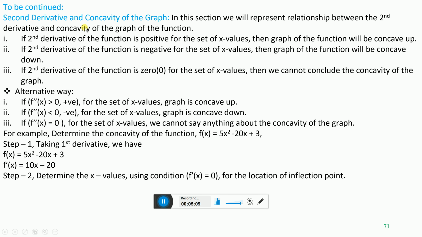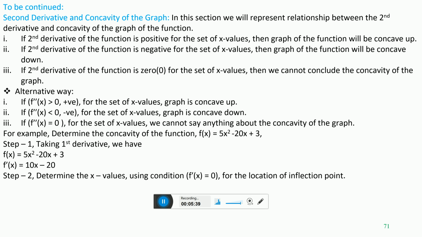Now, second derivative and concavity of the graph. We discussed this in the previous lecture, and now we are starting from this example. For example, determine the concavity of the function f of x equals 5x squared minus 20x plus 3. This is one example, and we have to determine whether the concavity of this function will be concave up or concave down.